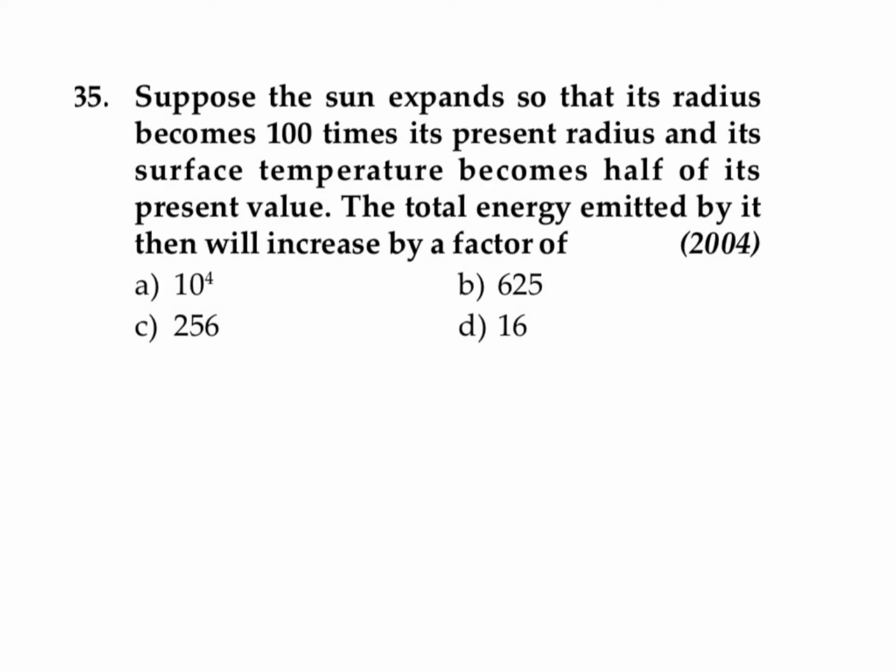Suppose the sun expands so that its radius becomes 100 times its present radius. So assume that the radius in the first situation was nothing but r, then the radius in the second situation becomes equal to 100 times of r, or 100r. And its surface temperature becomes half of its present value. That means assume that the initial surface temperature was T, now the surface temperature becomes equal to T divided by 2.